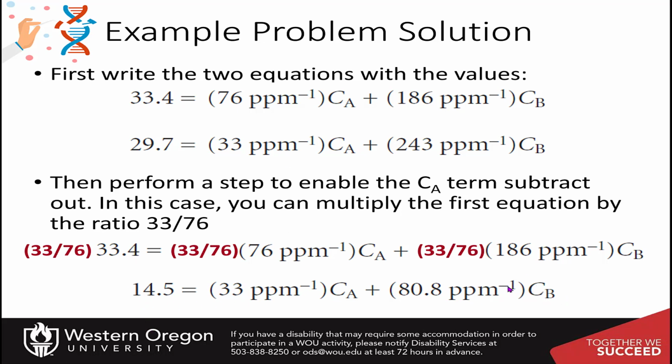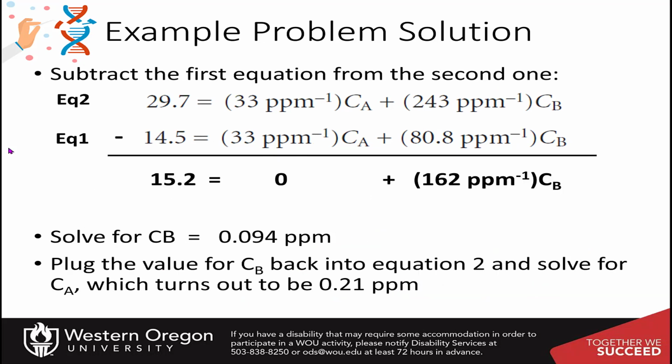And then we can subtract this equation from equation 2. Here we've set that up on this page, and you can see we'll get 15.2. This whole term is going to be 0, right? Because if you subtract this from this, and then if you subtract this from this, you'll get 162 per parts per million for Cb. We can then solve for Cb. Once we've solved for Cb, we can put that back into either equation and we can solve for Ca.